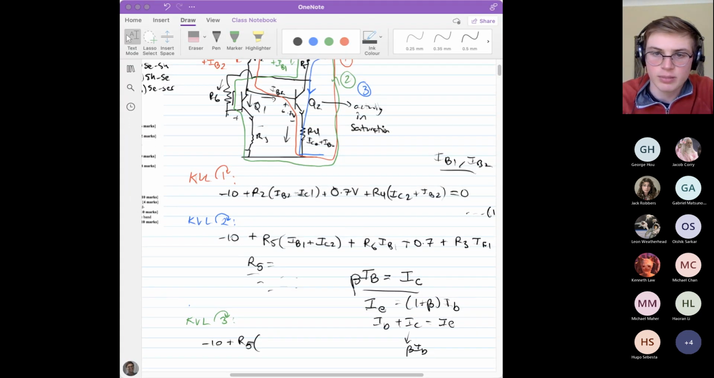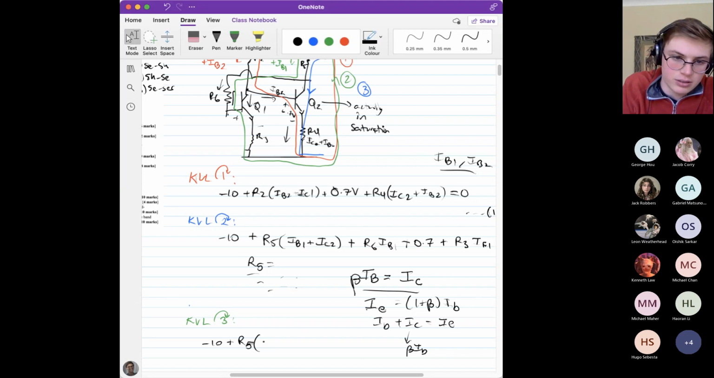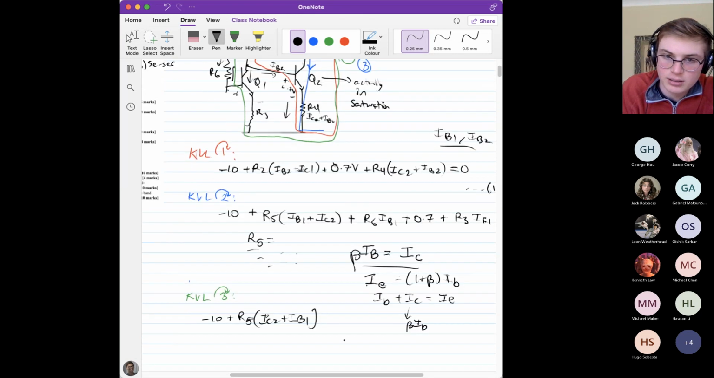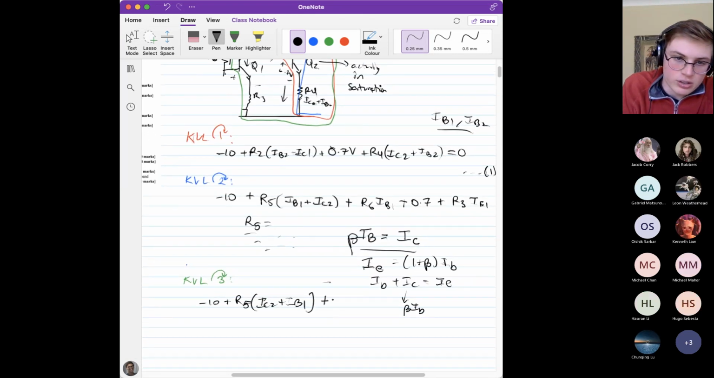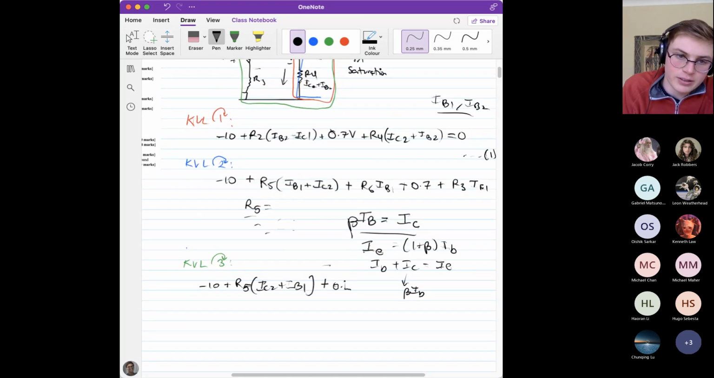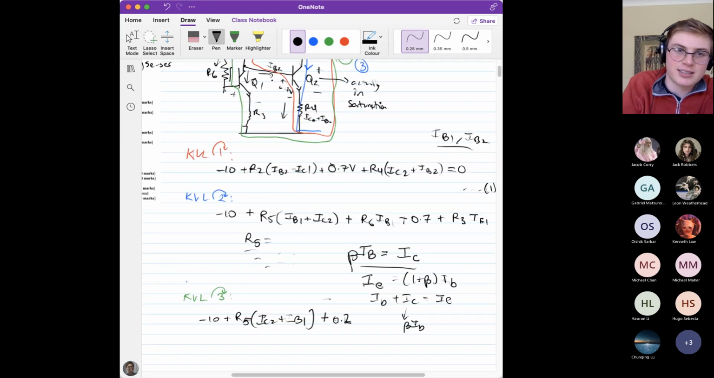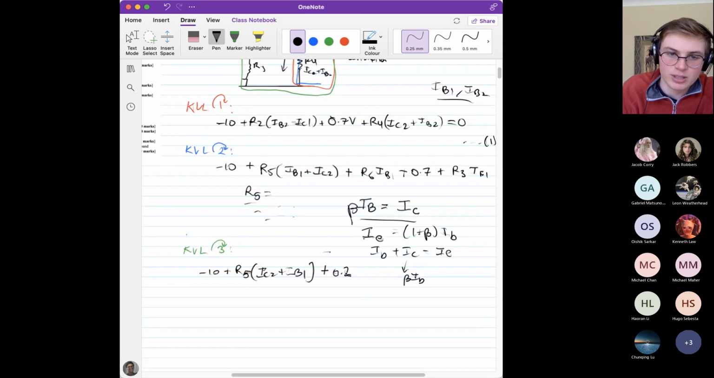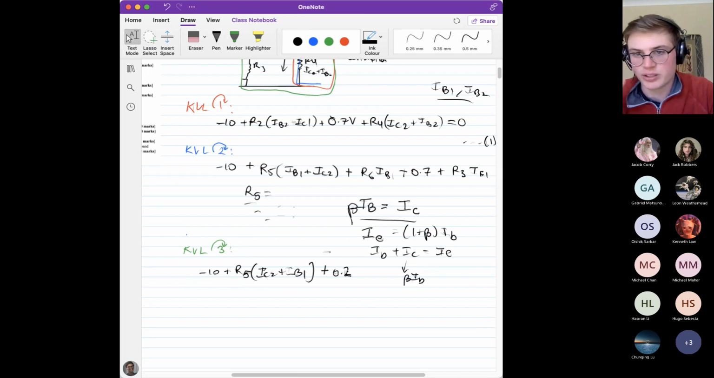So we can do -10 plus R5 into IC2 plus our biasing current 1. We're going to assume that there's 0.2 volts across this Q2 in saturation. So that's exactly the same as our 0.7 assumption. We're assuming that once it's in saturation, the voltage across the collector emitter is 0.2 volts.